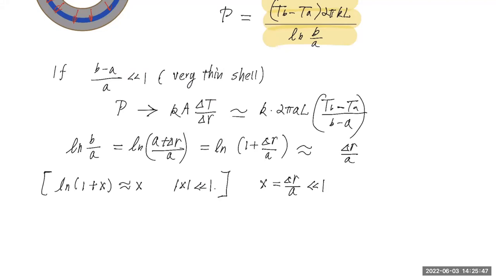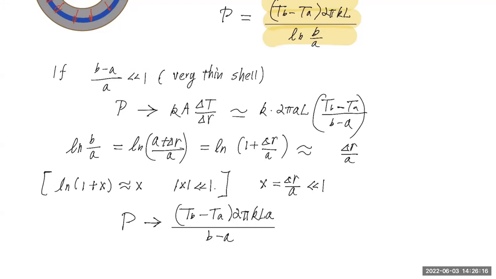So the denominator can be replaced by delta a over r, and then this general expression for P becomes Tb minus Ta over, times 2 pi Kl over... instead of natural log of b over a, I can just replace it with delta r over a. Delta r is b minus a over a. I flip the a over, and I get it here.